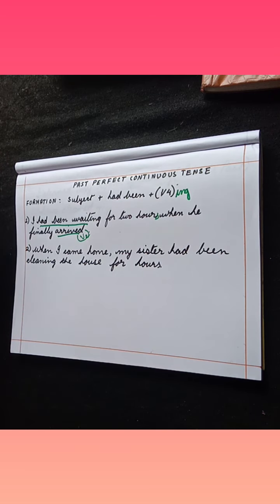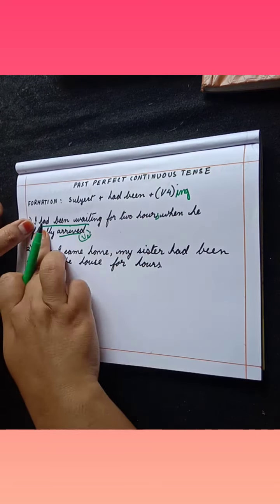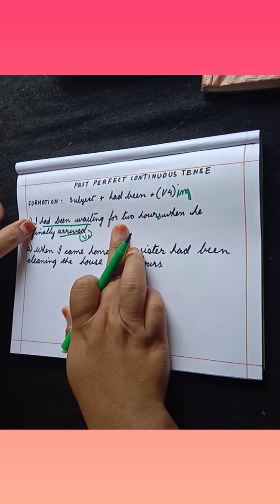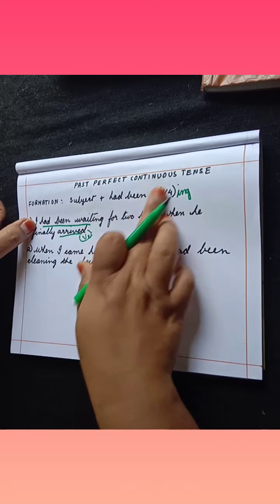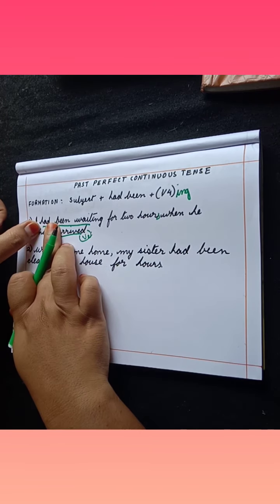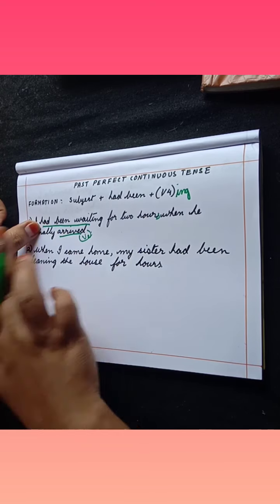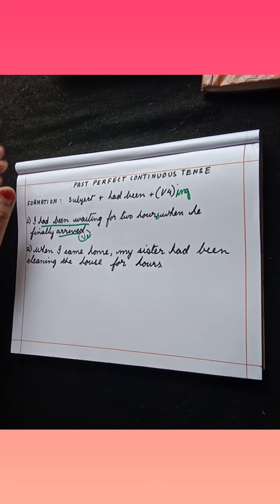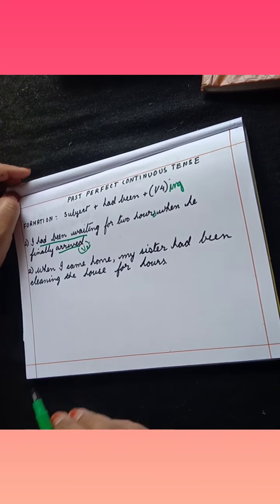Alright, so here we have two actions which happened in the past but in different aspects. So I had been waiting for 2 hours. My wait was continuing. My wait was continuing when he finally arrived. So an ongoing continuous action of the past. Now what is the difference between past continuous and past perfect continuous? Alright, we'll understand this with the help of a timeline.